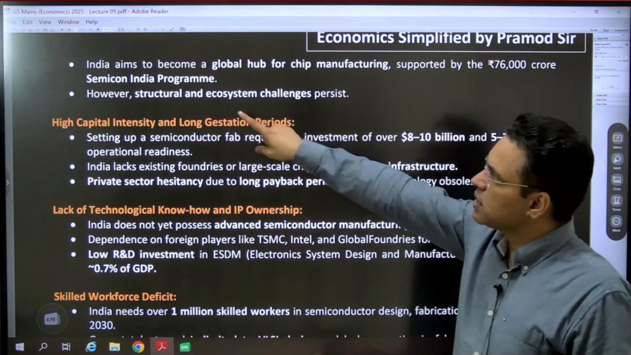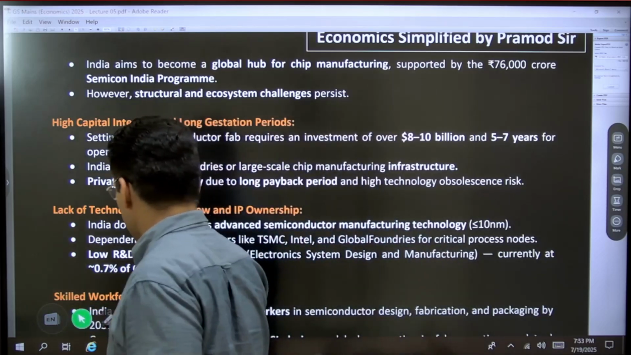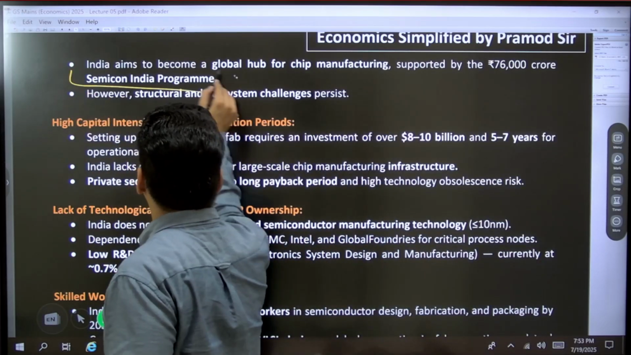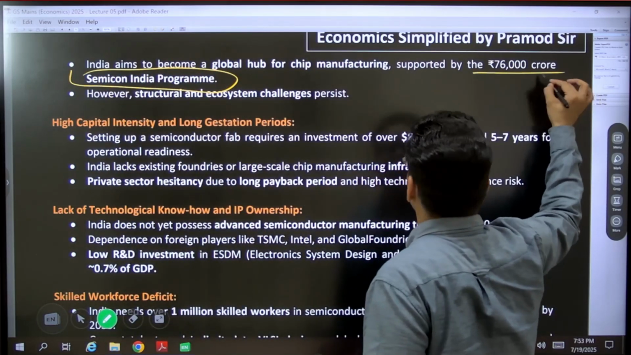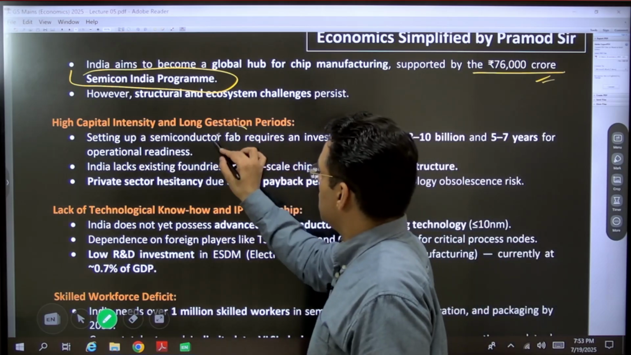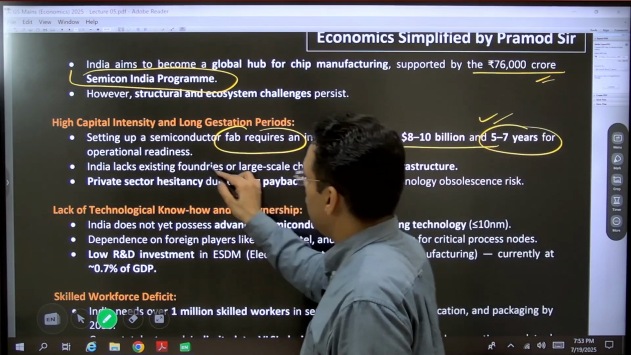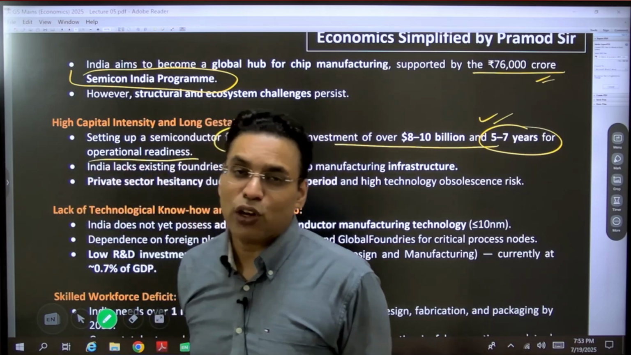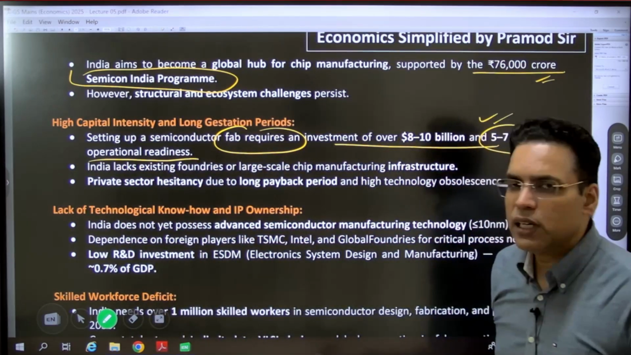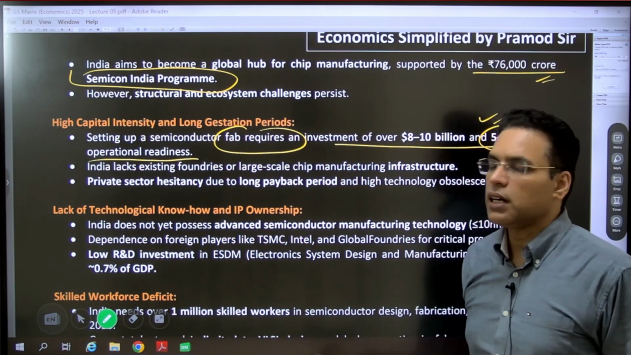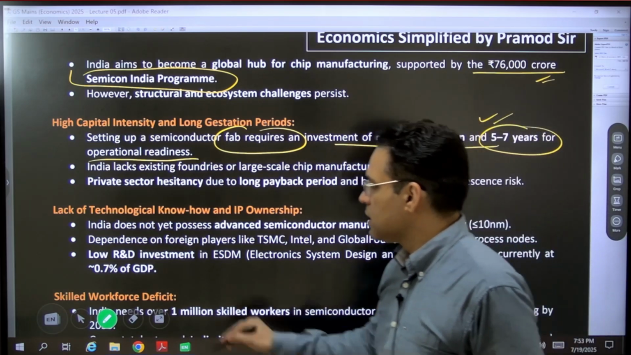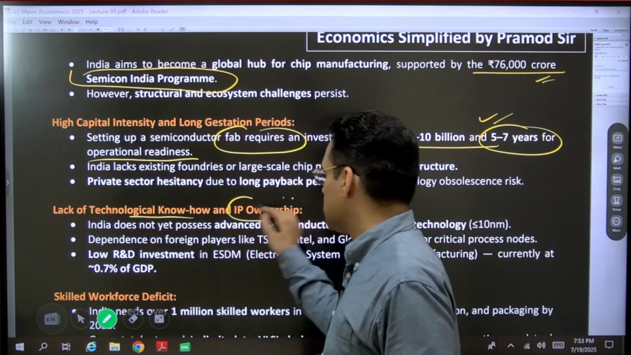And here the government started the Semicon India Programme, now this data is important, with a corpus of 76,000 crore. Setting up a semiconductor fab requires an investment of 8 to 10 billion dollars and 5 to 7 years of operational readiness. It's a very cost-intensive project. And here companies like Tata have already started investing. So what is the reason? Lack of technological know-how, IP ownership.